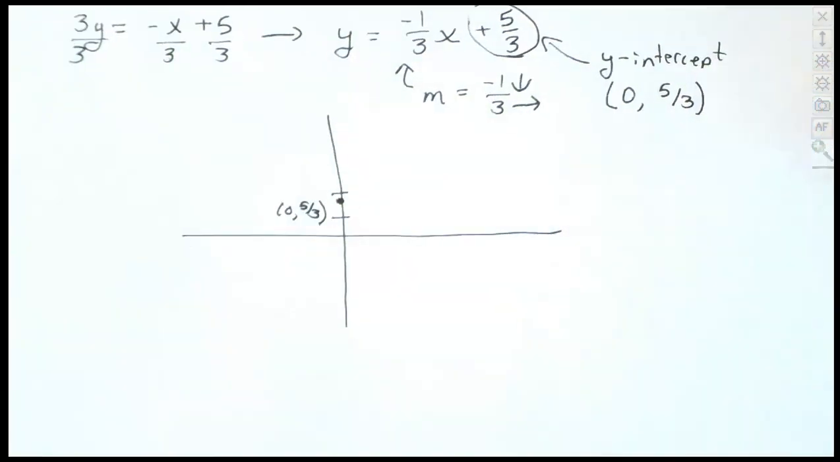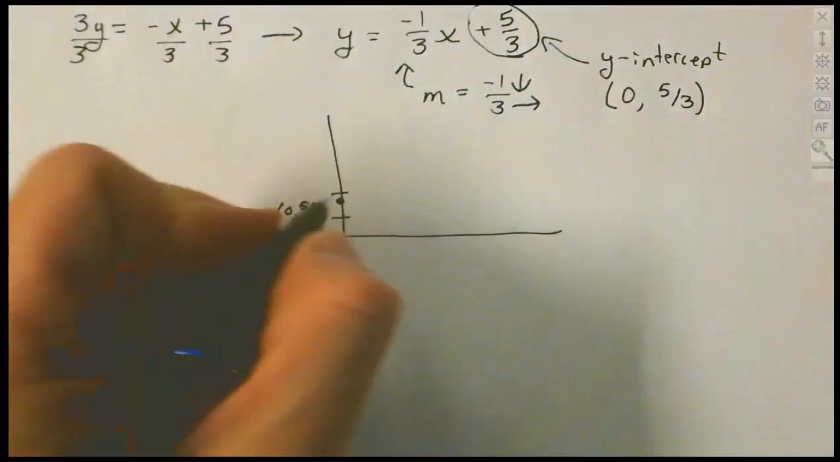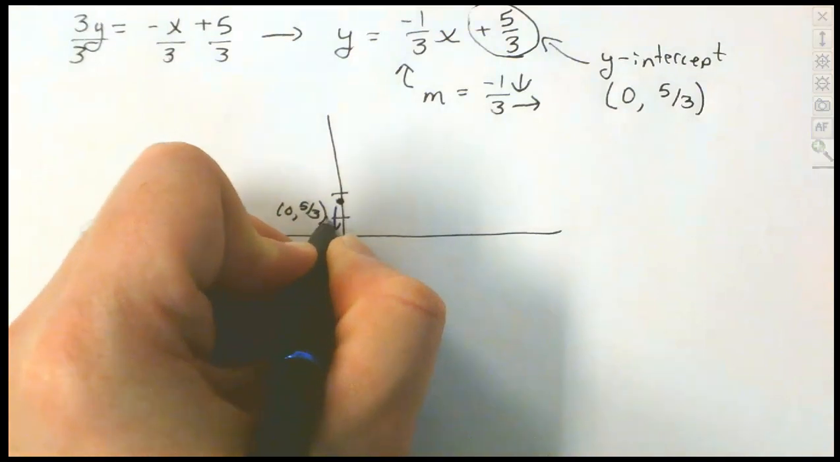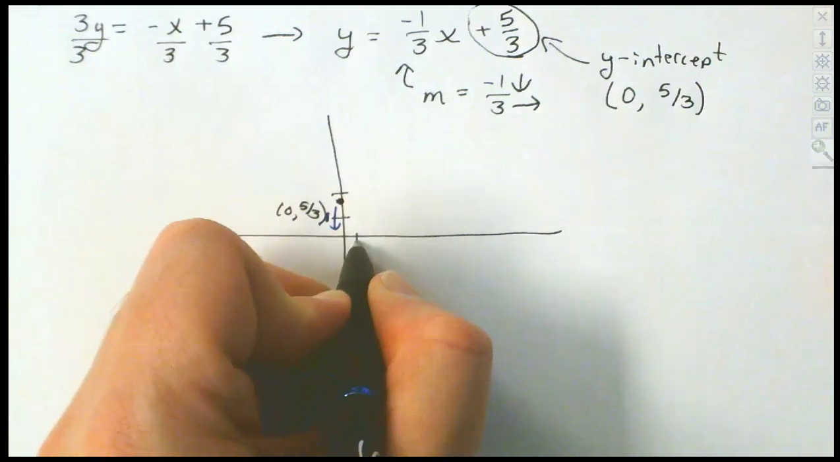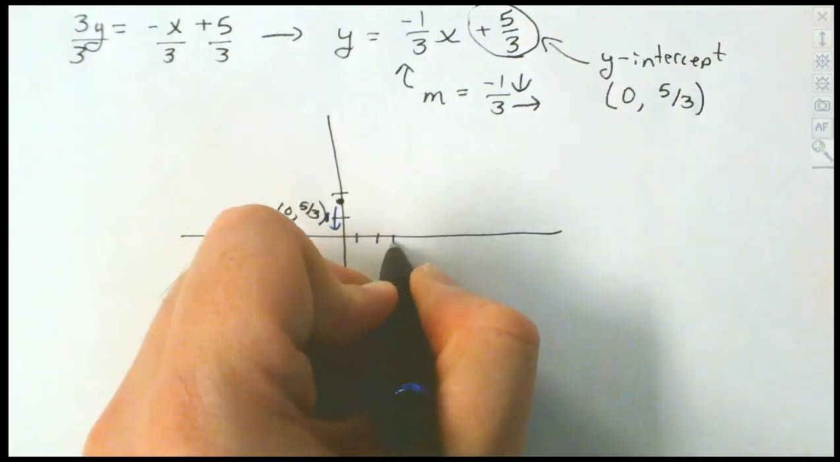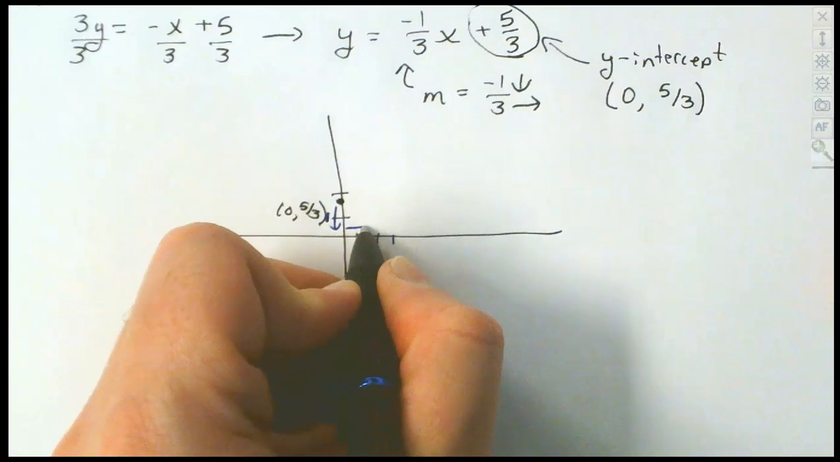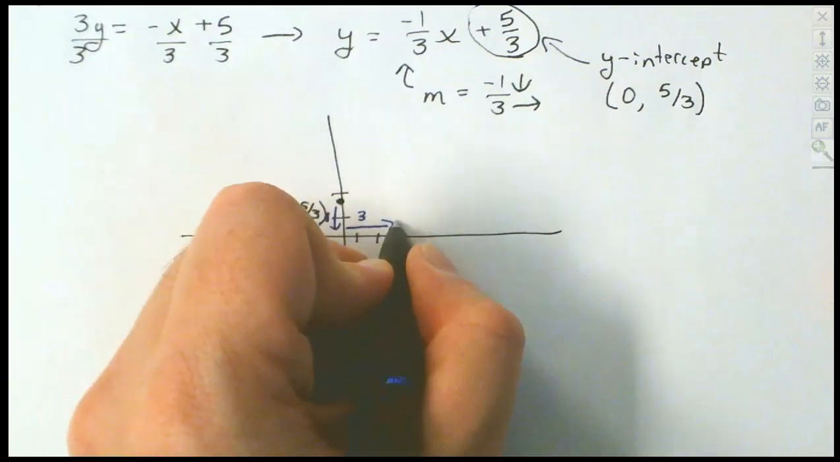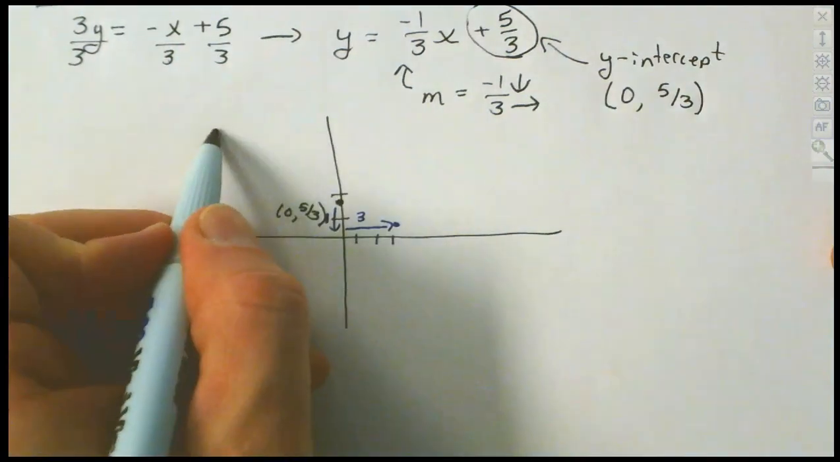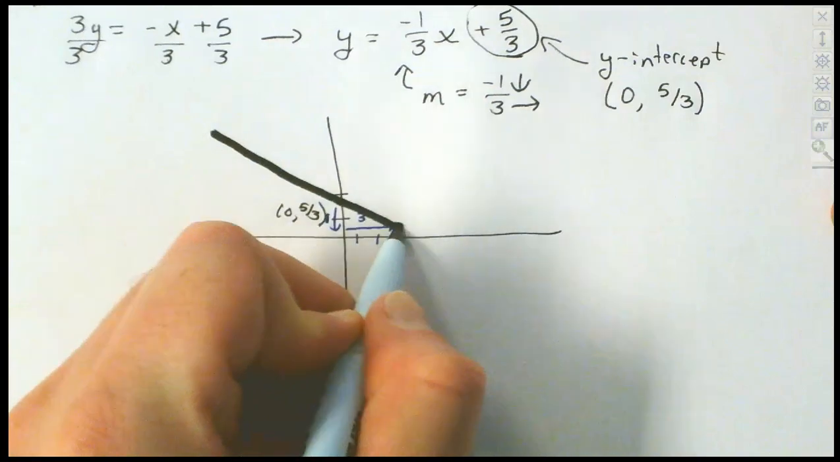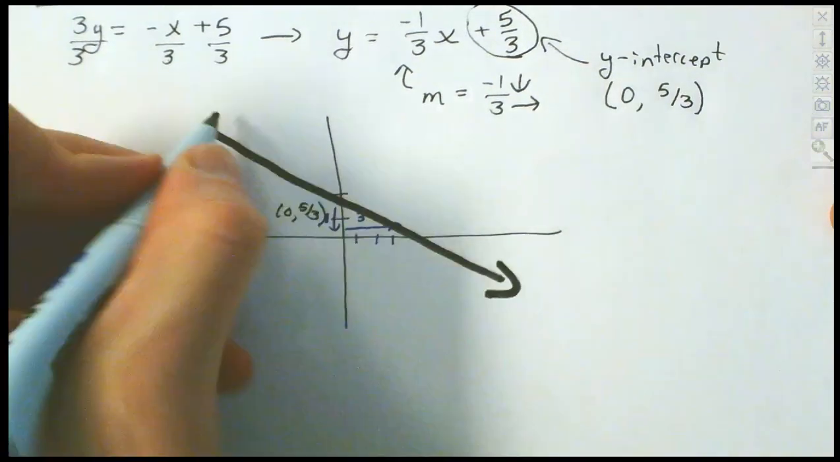Now, what do we do from there? From there, we're going to have to go down 1 unit. So that means we're going to go down 1, and then we're going to have to go over 1, 2, 3 units. So we go down 1, and then we go over about 3, and that makes our second dot. We can now connect these together with a solid line, and there is our line.